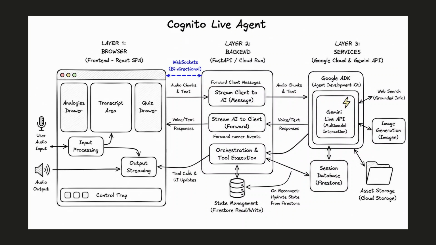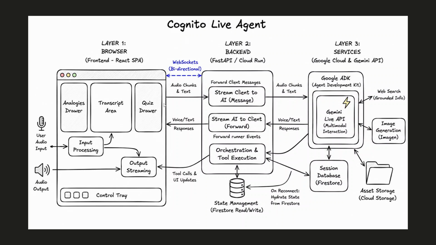Cognito's architecture can be split into 3 distinct layers, mostly 2, the front end and the back end, and then we can now split the back end into the core back end and the cloud and AI services. The front end establishes a WebSocket connection with the back end, and this allows for a full duplex connection, allowing bidirectional data streaming between the front end and the back end.